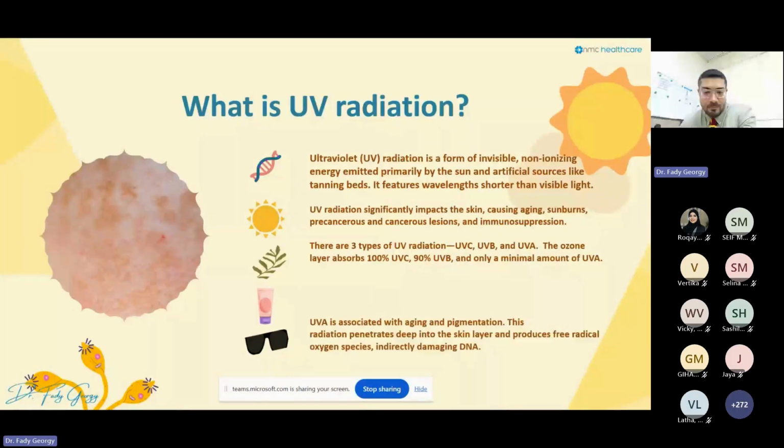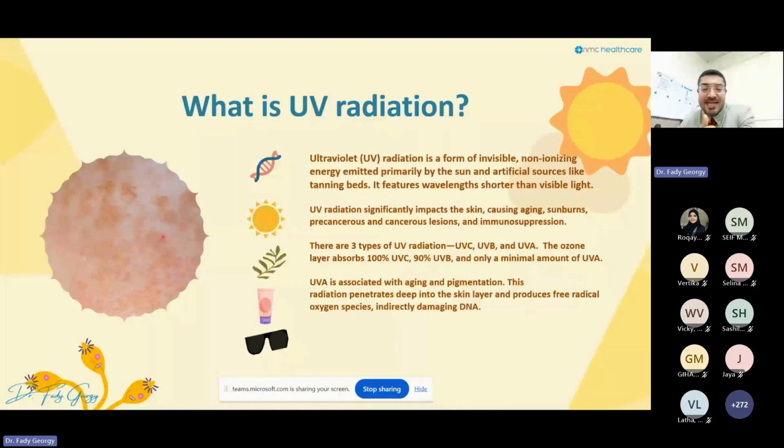Ultraviolet A is associated with aging and pigmentation because it tends to penetrate much deeper into the skin layer and produce free radical oxygen species that indirectly damage our DNA. In contrast, ultraviolet B tends to be more superficial, so it causes more sunburns and DNA strand breaks, leading to non-melanoma skin cancers.